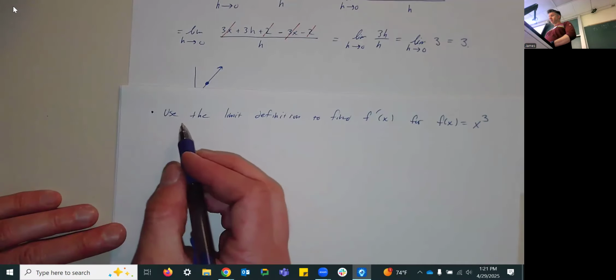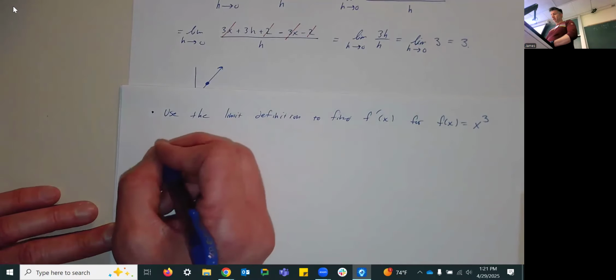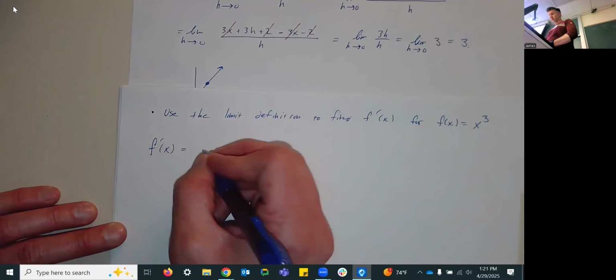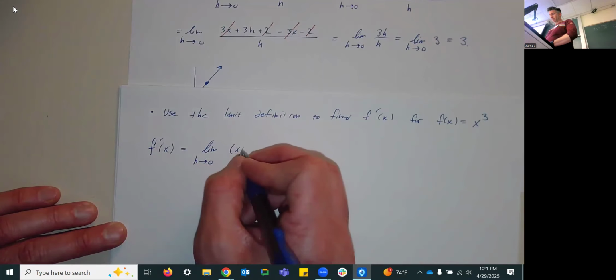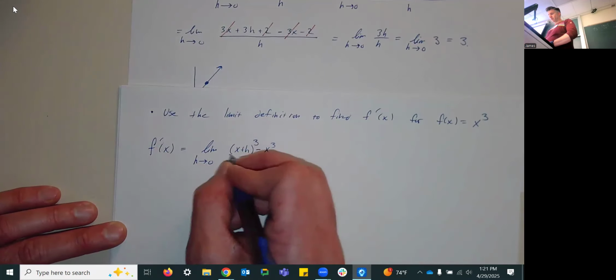So if I want to find the derivative of x cubed, I'm going to start with the limit definition. I'm going to say my derivative f prime of x is equal to the limit as h approaches 0 of x plus h to the third power minus x to the third.